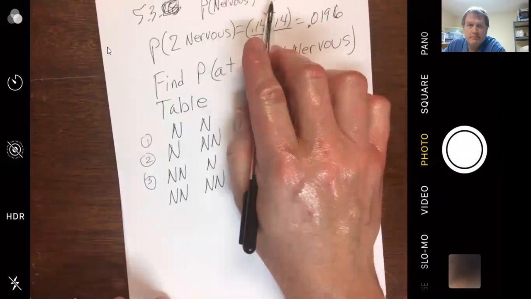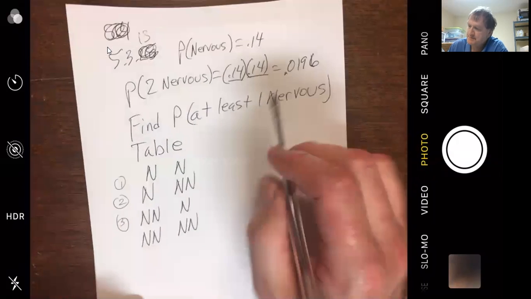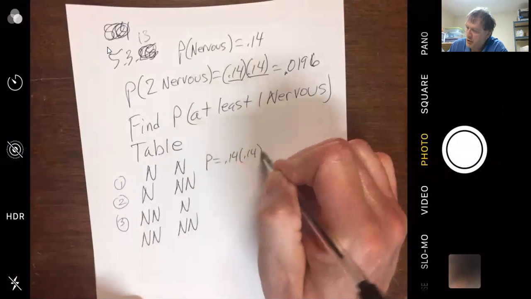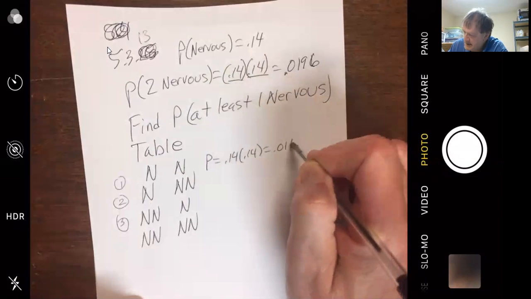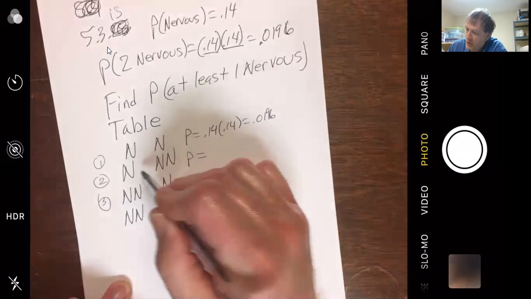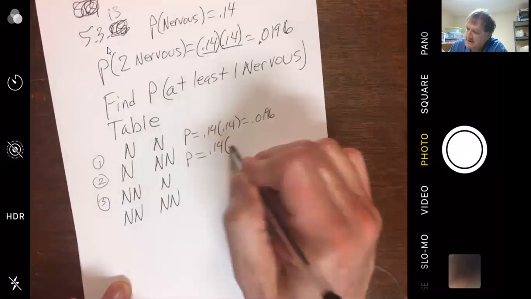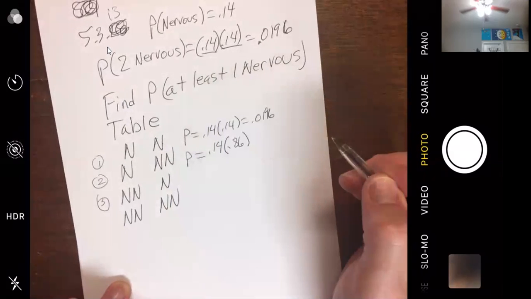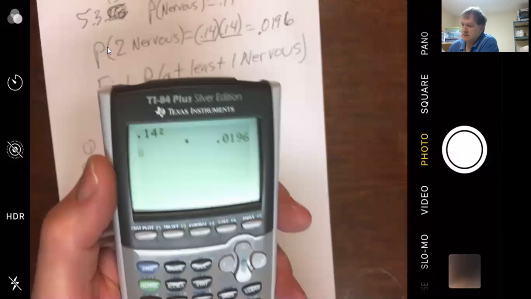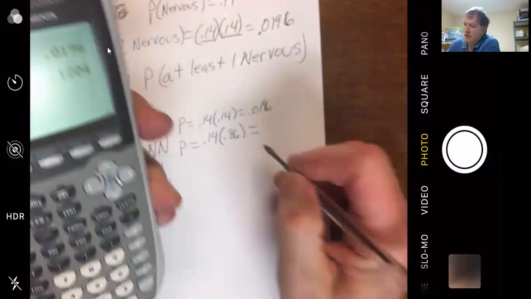Now, you've already done basically row one. This is in effect row one. So that's your 0.14, 0.14, your 0.0196. All right, well, row two is going to go 0.14 for the nervous. And can you tell the not nervous is going to be 0.86? Yeah, that makes sense. And so you can multiply that out. 0.1204.